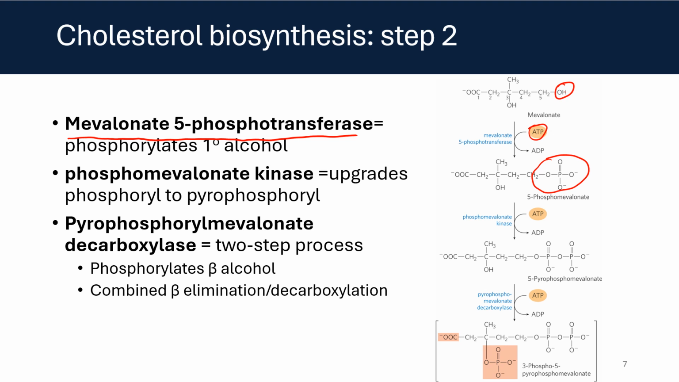The 5th enzyme in this pathway, phosphomevalonate kinase, is going to do the same thing again, basically. We're going to upgrade our phosphate group with another equivalent of ATP and turn it into 5-pyrophosphomevalonate. If 5-phosphomevalonate was a good leaving group, pyrophosphomevalonate is an amazing one.